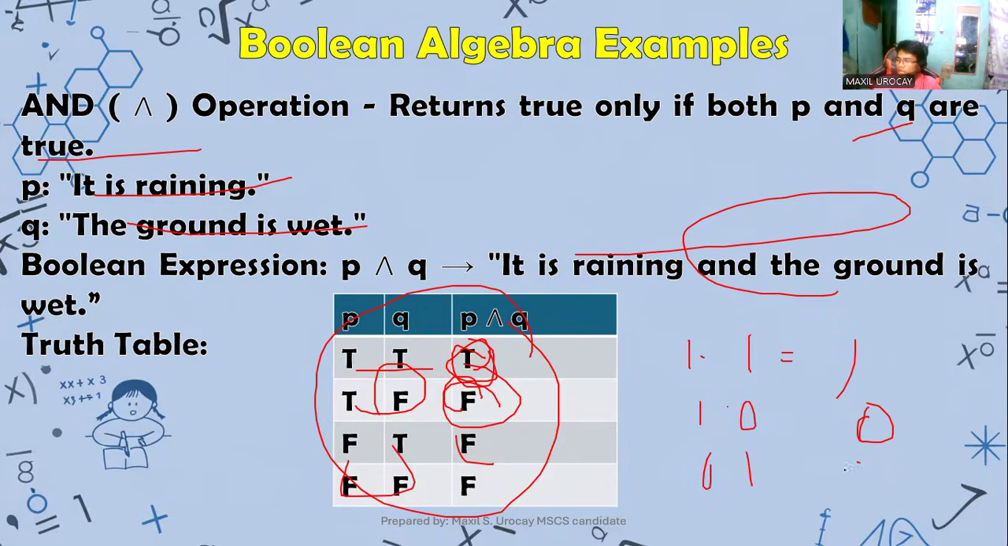0 times 1 is 0. And 0 times 0 is definitely 0. That's how it works for the AND operation.